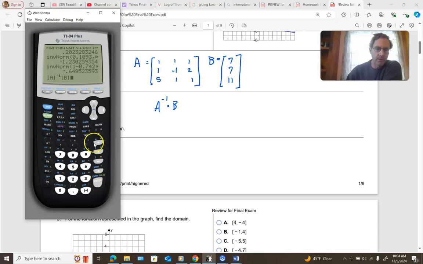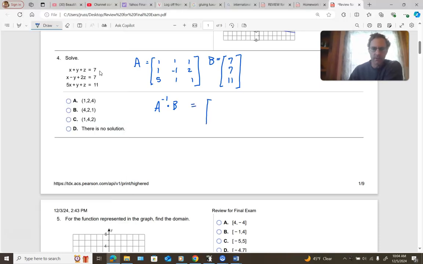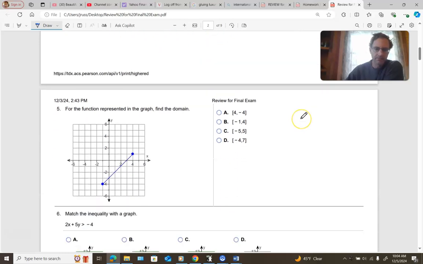Scroll down to number 2. And we've got it in here. So now when we hit enter, it'll give us another 3 by 1 matrix that contains the solutions. Okay, so we end up getting this matrix 1, 2, and 4. So these correspond to X, Y, and Z. Okay, so it's an ordered triple. It's got to be choice A. Okay. Alright, so we'll continue.